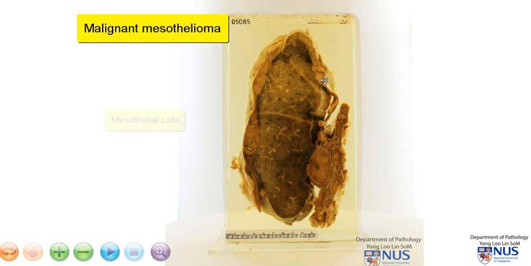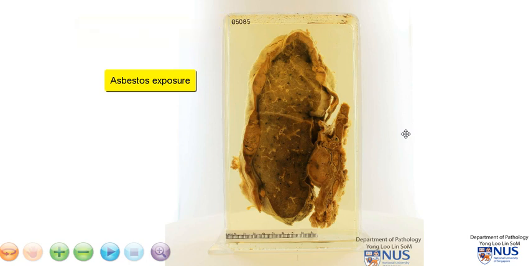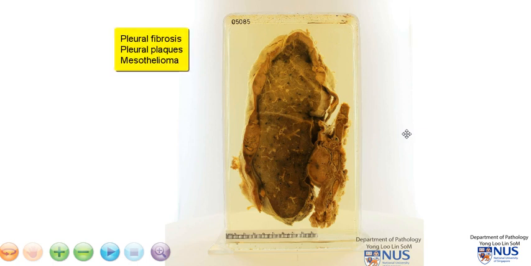This is a tumor that arises from the mesothelial cells, and it can be from the visceral pleura or the parietal pleura, and it is often associated with occupational exposure to asbestos. So patients who worked in the mining industries, and there's a long latency period, usually more than 20 years, may develop pleural fibrosis, pleural plaques, and then with the increased risk of development of malignant mesothelioma.